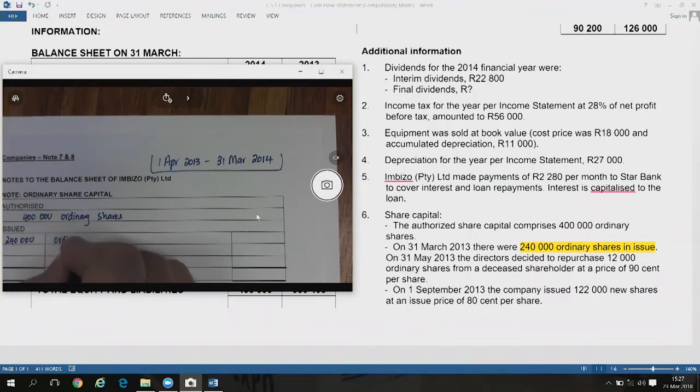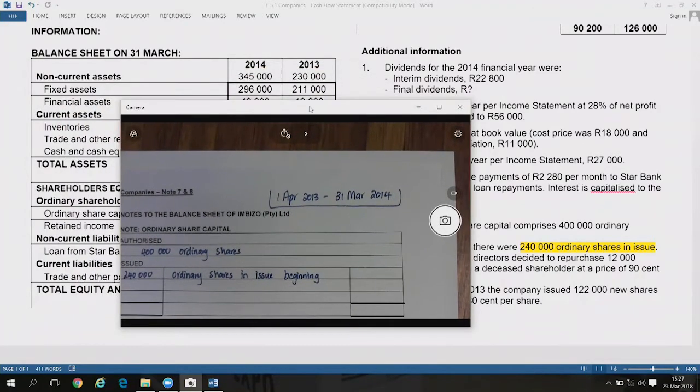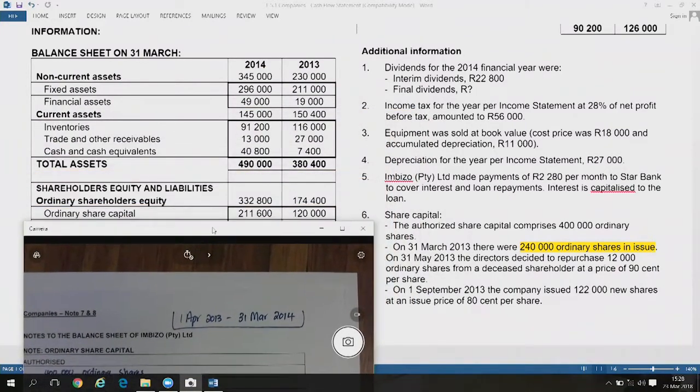Ordinary shares in issue, beginning of the year. Okay, now you will see that they don't give you an amount. So you must go back to your balance sheet given to you, and there is your ordinary share capital, starting with 120,000 at the beginning of the year. And of course, it must end with 211,600, and we will see that we get there.